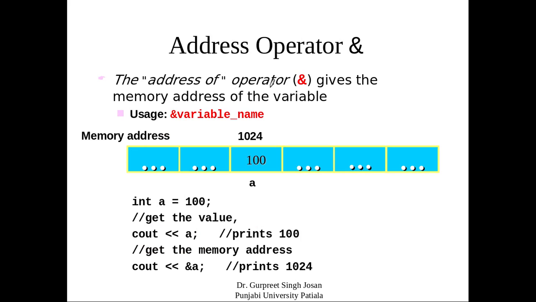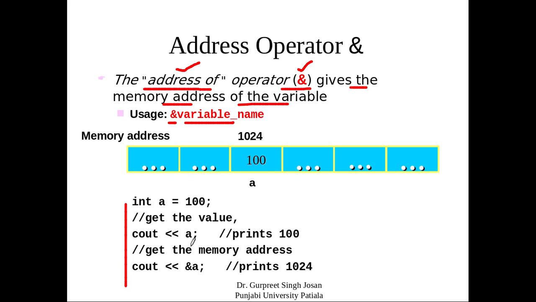Then we have another operator called the ampersand operator, also known as the address of operator. It gives the memory address of a variable. Because in a pointer we have to store an address, we need some mechanism to find out the address of a variable, and that mechanism is provided by the address of operator, also called ampersand. So if I precede a variable name with ampersand, then instead of getting the value, I get the address of that particular variable.